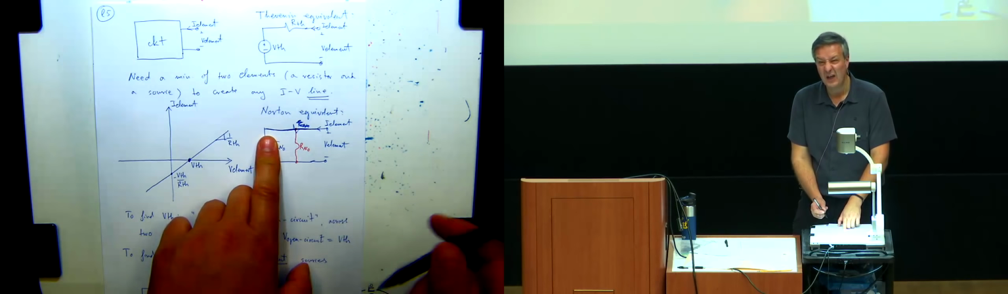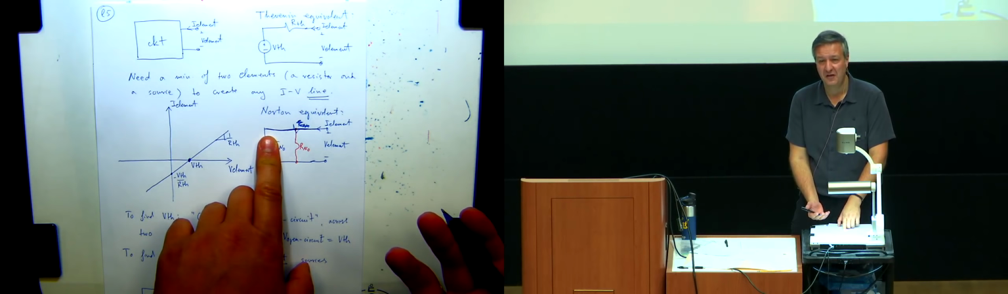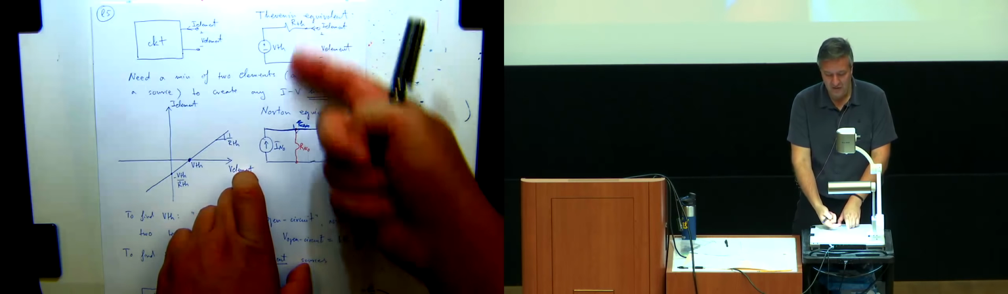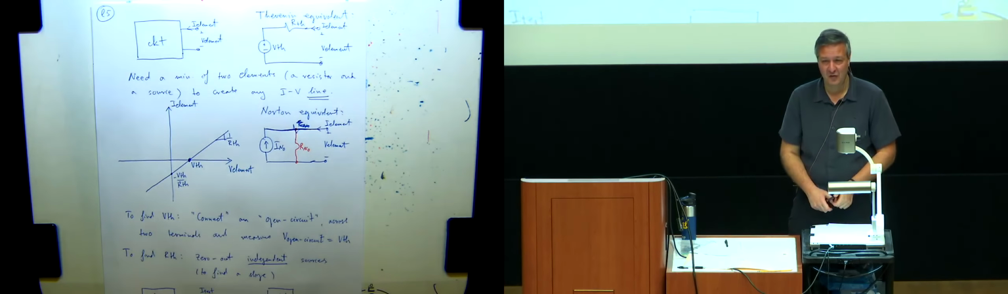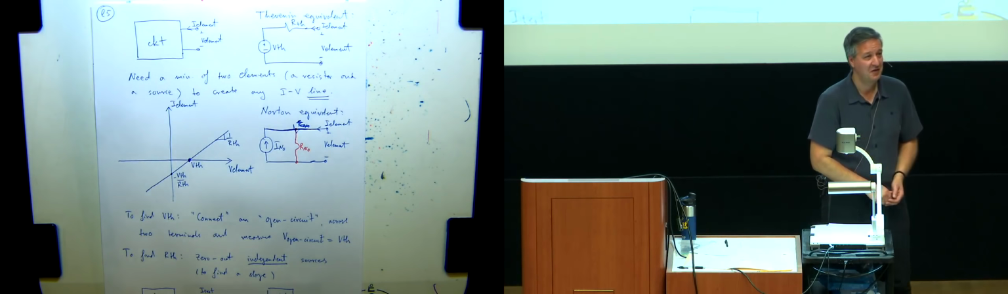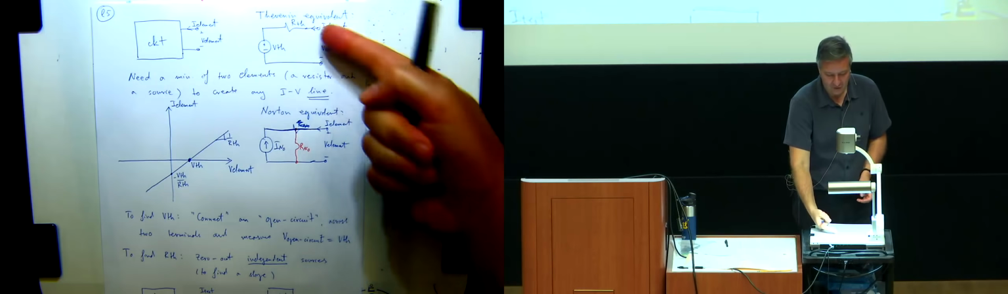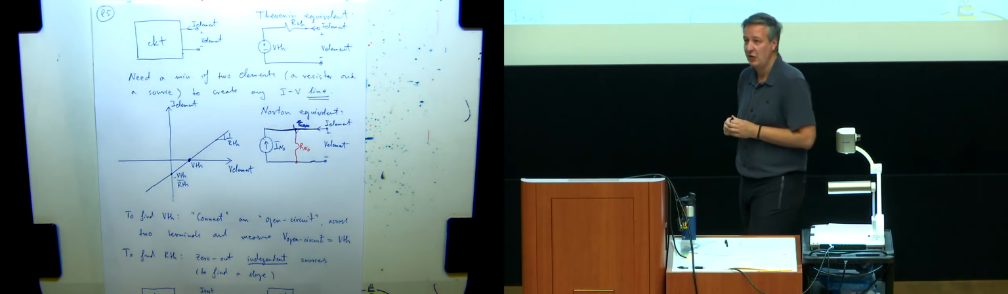So from that, you could kind of already guess what's the link between R Norton and R Thevenin, if these two things represent the same circuit. Do you see the link? Maybe 30 seconds, talk to your neighbors. If these two circuits are equivalent, what's the link between R Norton and R Thevenin?